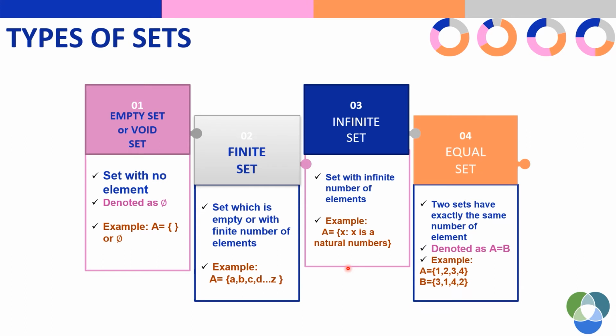Your last type is equal set. Again, by the name itself we can say if two sets have exactly the same elements and the same number of elements, then we can say that the two sets are equal. For example, here A is equal to {1, 2, 3, 4}, B is equal to {3, 1, 4, 2}. No matter what the order is, you have to see only the number of elements and what the elements are. Here we have 4 elements, 1, 2, 3, 4, and all the 4 elements are there in set B also. So we can say that set A and set B are equal. Got it? So these are the types of sets.